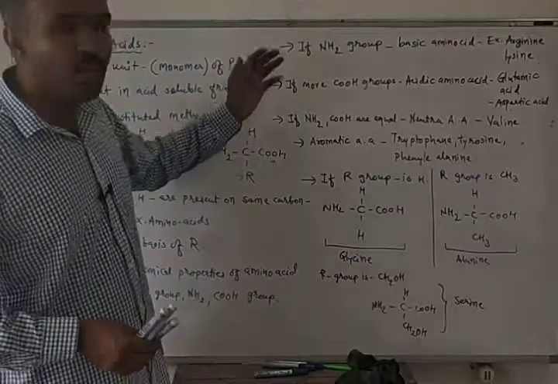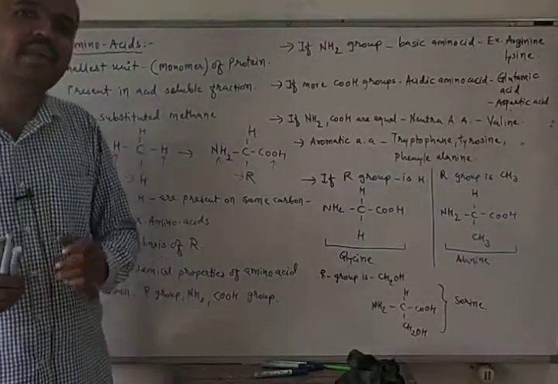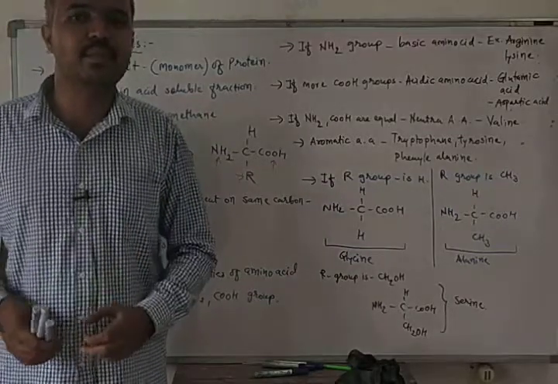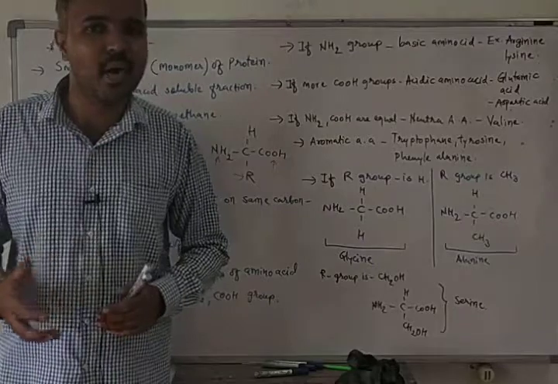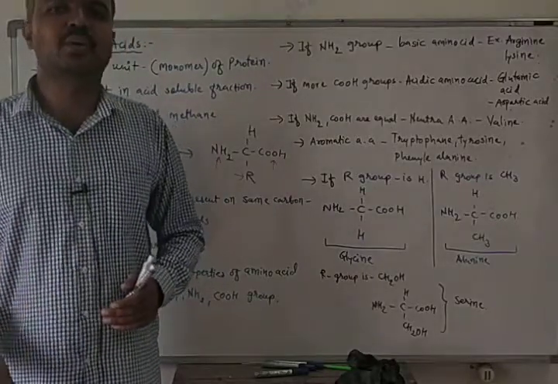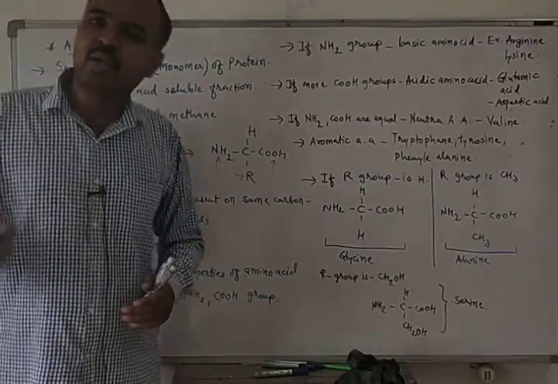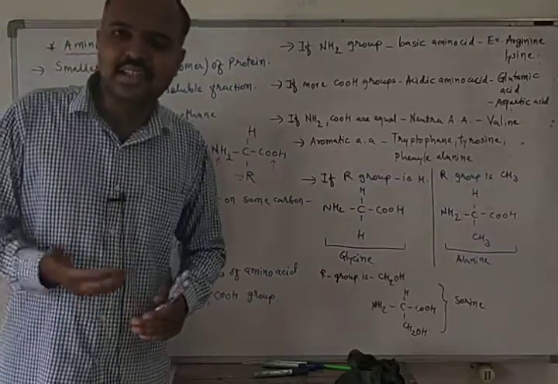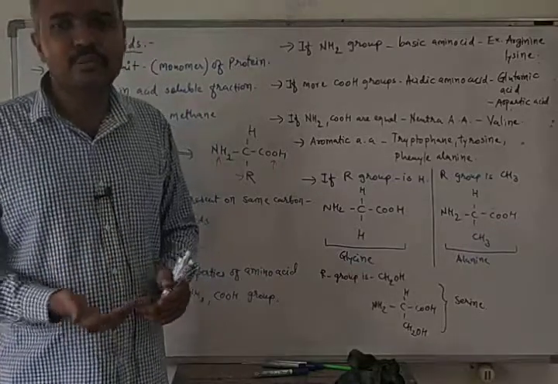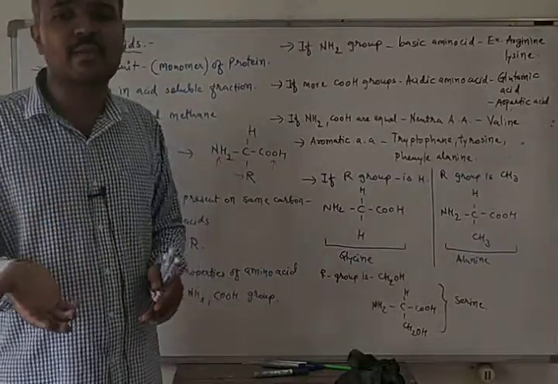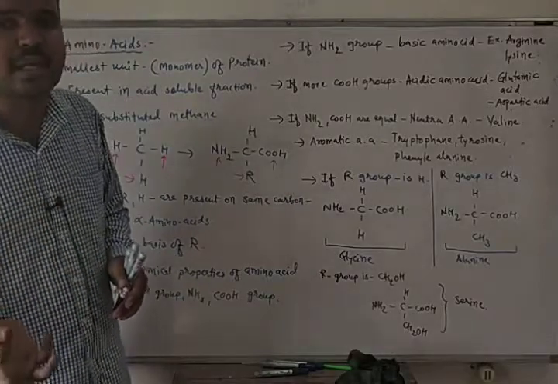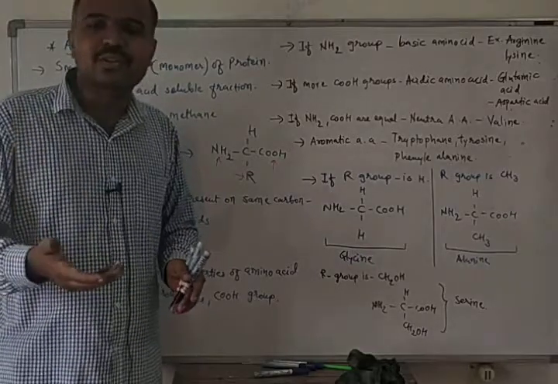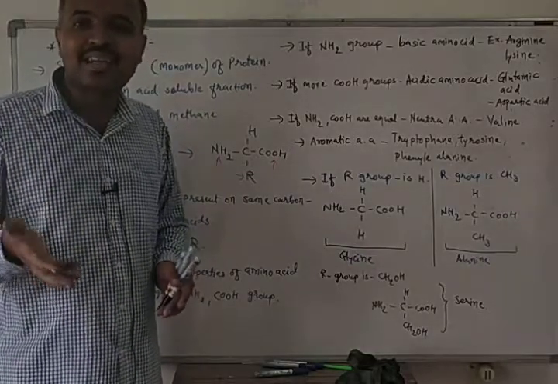So what we have learned is that the physical and chemical properties of amino acids depend on the R group, amino group and carboxyl group. If the amino acid has more amino groups, then it is known as a basic amino acid. Examples are arginine and lysine. If the amino acid has more carboxylic groups than amino groups, then it is known as an acidic amino acid. Examples are glutamic acid and aspartic acid. If the amino acid has an equal number of amino groups and carboxyl groups, then it is known as a neutral amino acid. Example is valine.